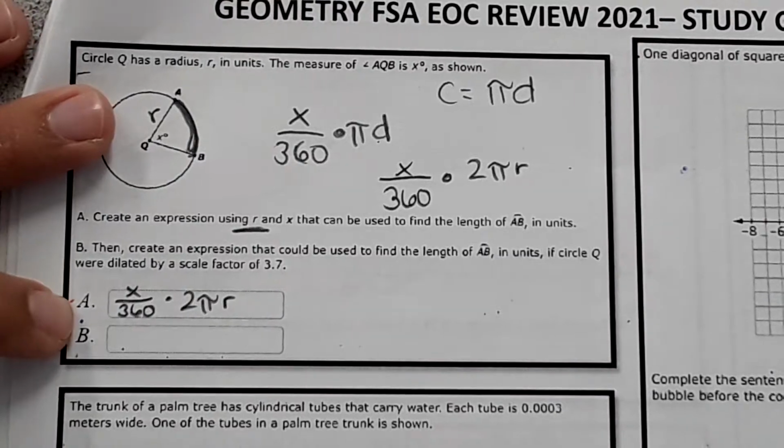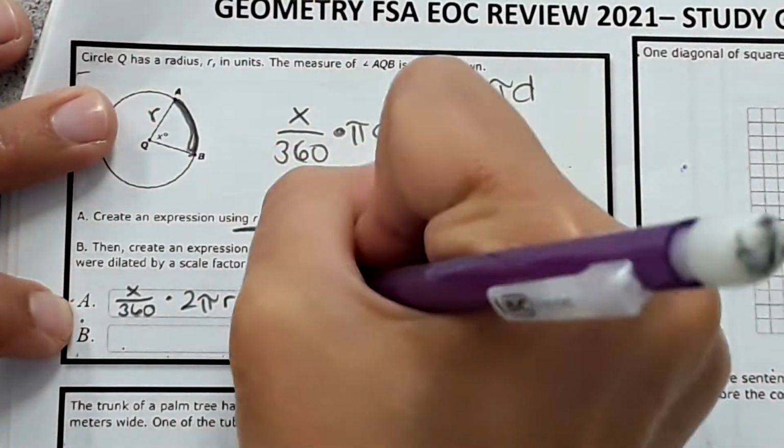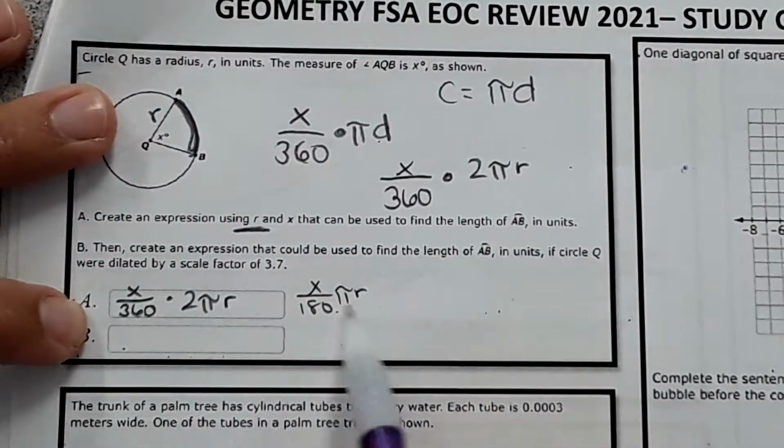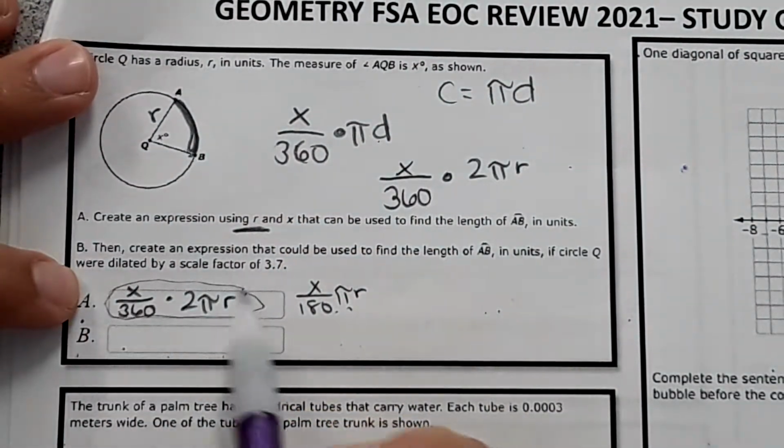The answer key simplified it even further and had x over 180 pi r, but it also said that any equivalent expression is correct. So if you wanted to leave it like that, that is fine.